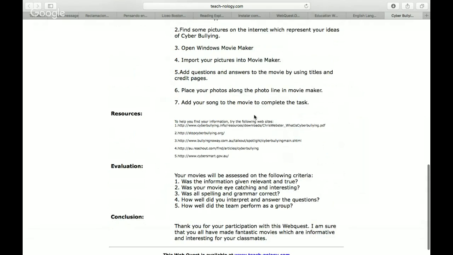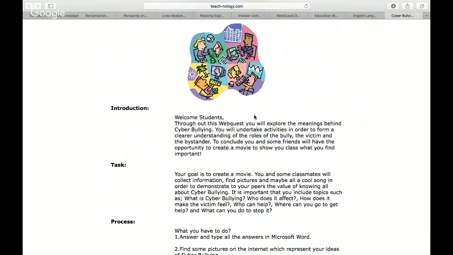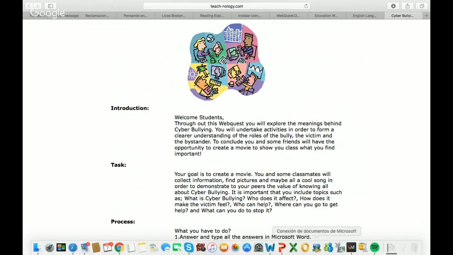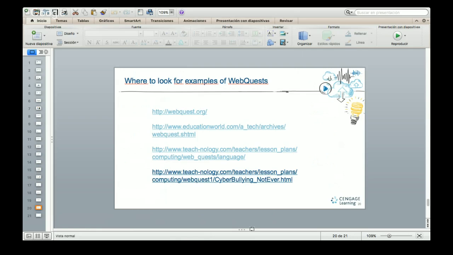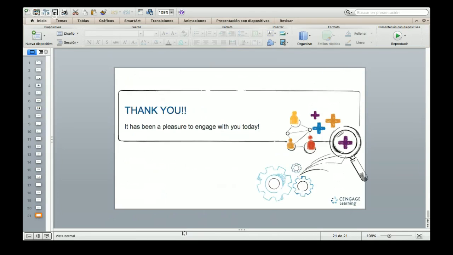So this is how a WebQuest looks like. This is how we want to show the students how to use WebQuest and how to make a class more and more interesting and engaging. So this is more or less our presentation.